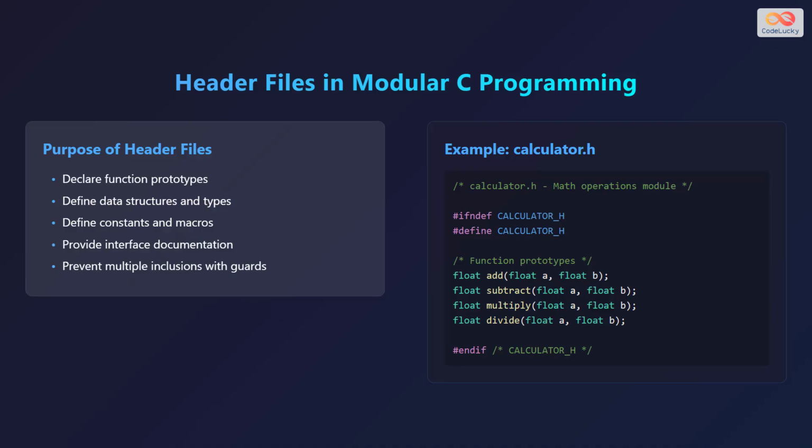It starts with an ifndef preprocessor directive that checks if calculator_h is not defined. If it is not defined, then it defines calculator_h. Then function prototypes for add, subtract, multiply, and divide are declared. Finally, the file ends with an endif preprocessor directive with comment calculator_h.